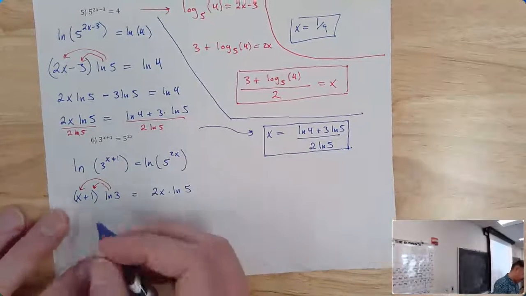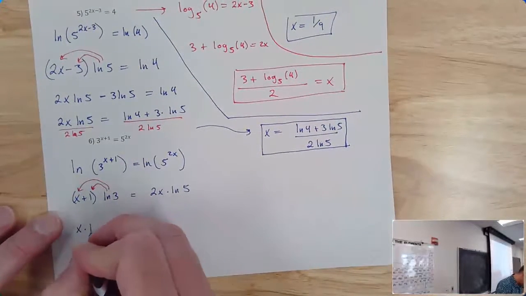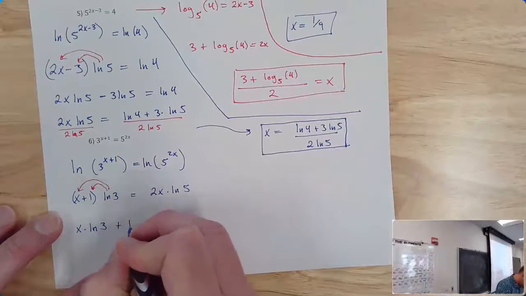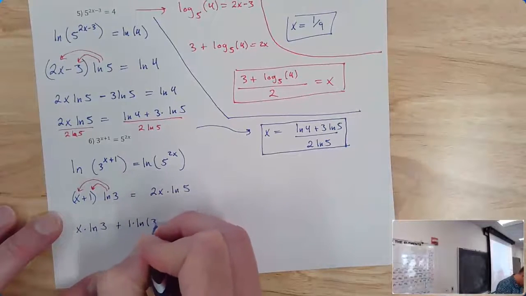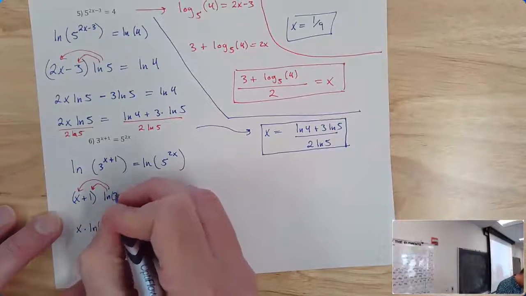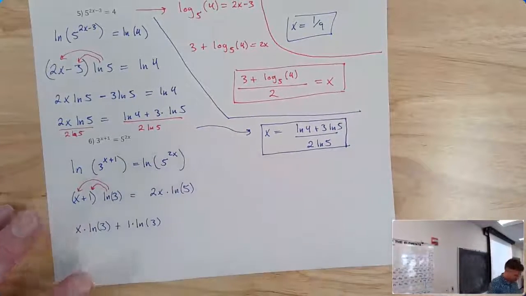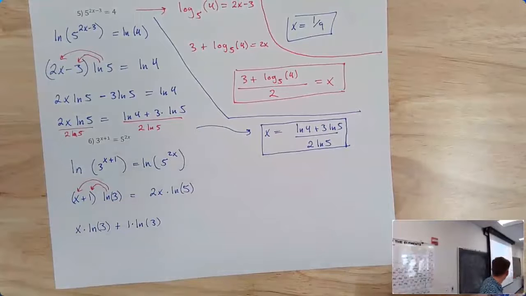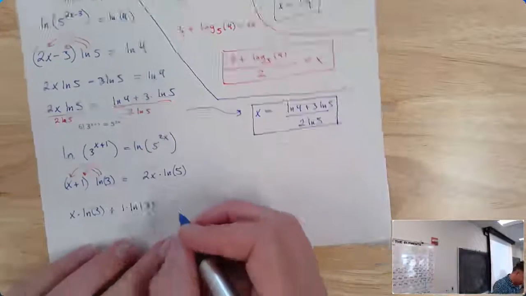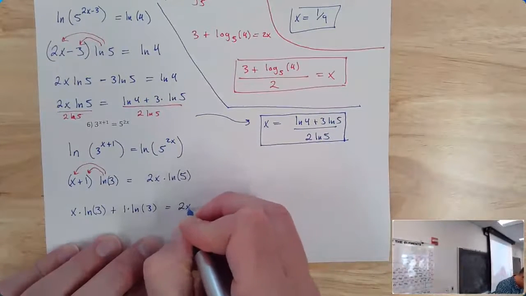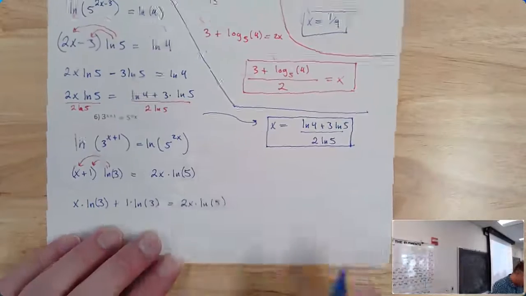All right, so on the left-hand side, I'm going to get x times natural log of 3 plus 1 times natural log of 3. Oh, that's the left-hand side. I still need the right-hand side. Equal to 2x times natural log of 5.